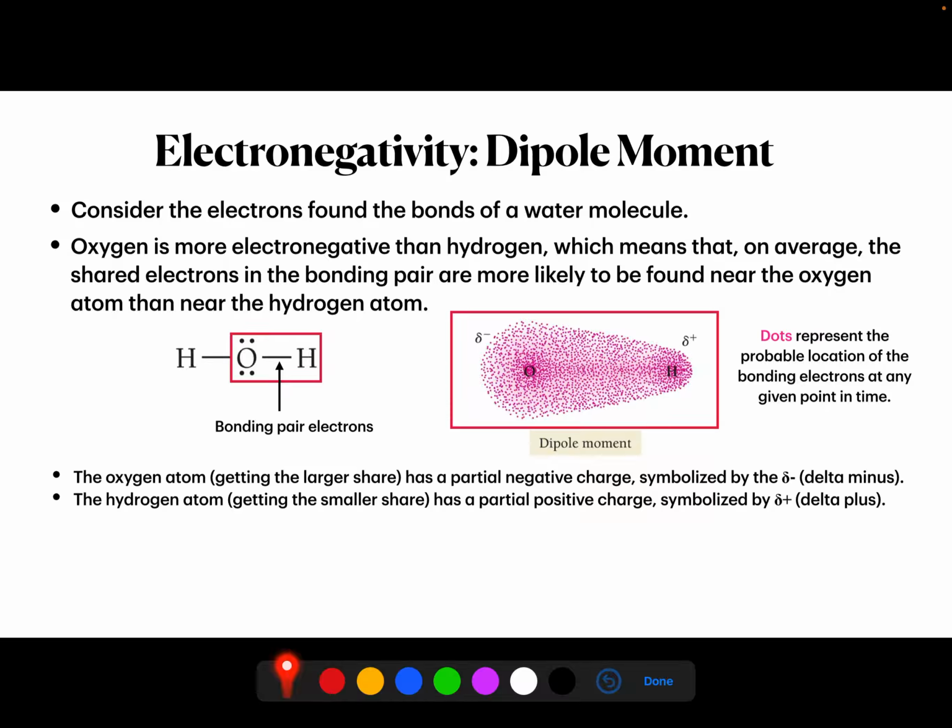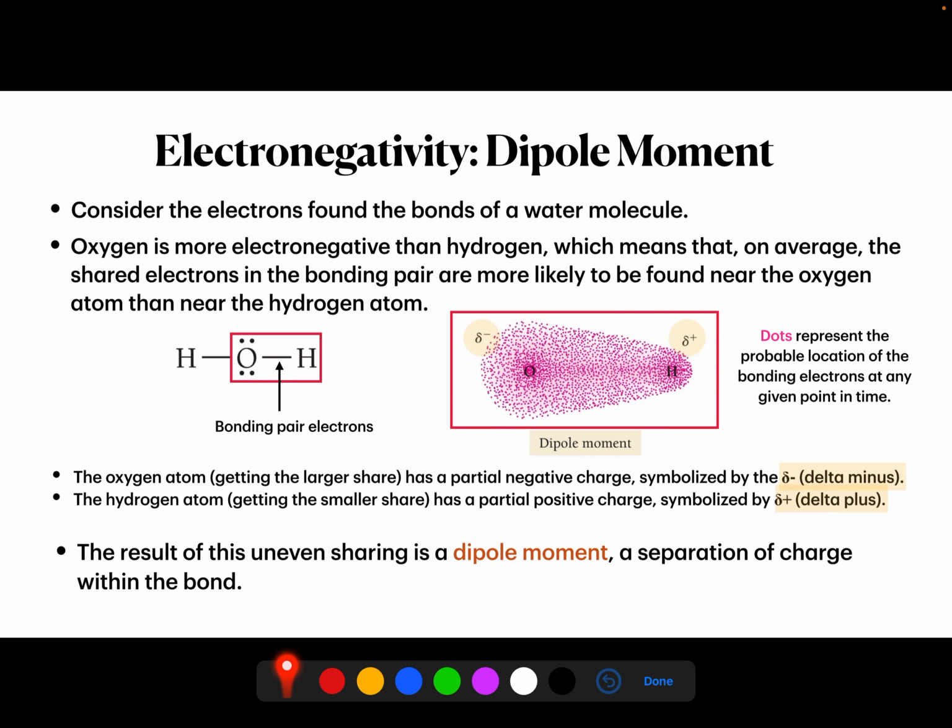That's symbolized by this little delta symbol, the Greek letter, lowercase delta. And notice how it's a delta minus and a delta plus, representing a slight negative charge and a slight positive charge on opposite sides of this bond. So the oxygen atom is getting a larger share of the negative charge between that bond. That's because, remember, electrons have a negative charge. So if electrons are spending more time towards one of the atoms, then it's going to be a little bit more negative on that side.